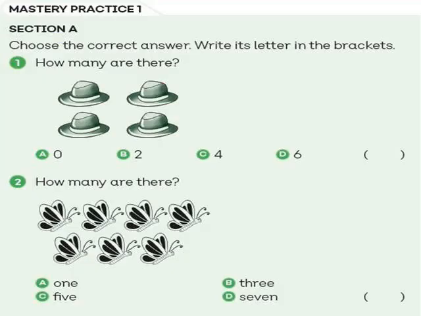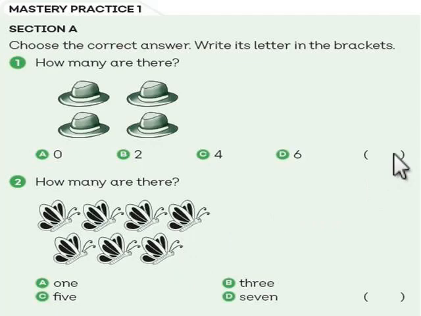Okay, now let's go to your book. Open your book to Mastery Practice 1. We will answer Section A. Then choose the correct answer. Write each letter in the bracket. How many are there? So you will write only, these are the brackets. Just write A, B, C, or D.